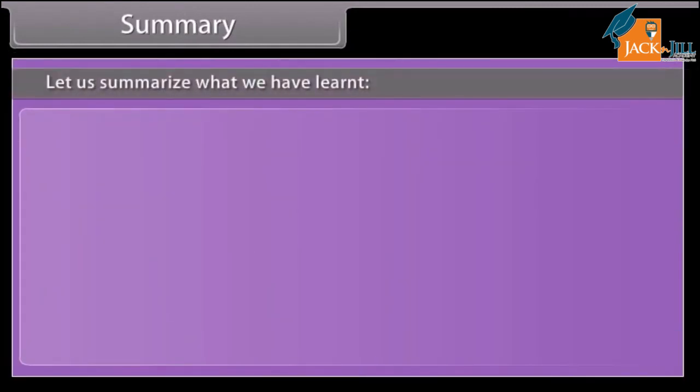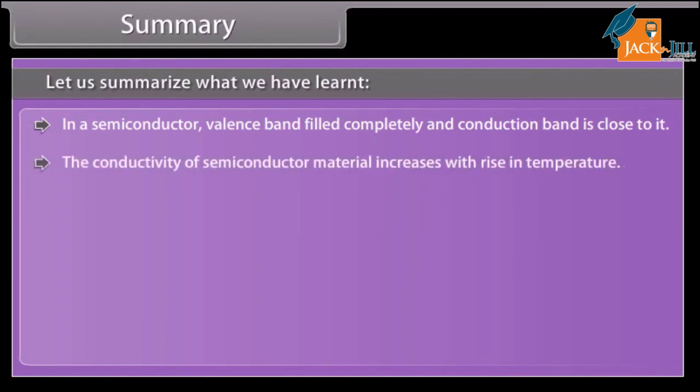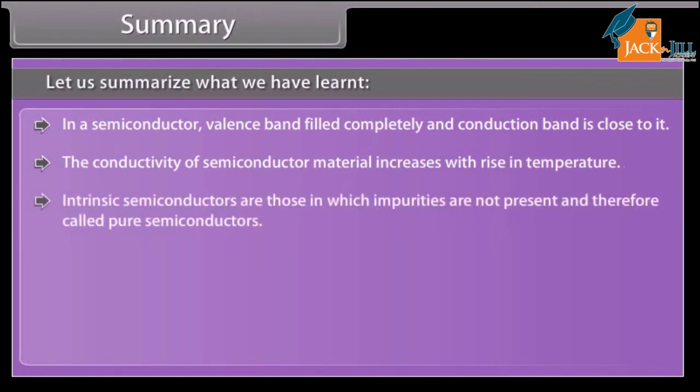Summary. Let us summarize what we have learned. In a semiconductor, the valence band is filled completely and the conduction band is close to it. The conductivity of semiconductor material increases with rise in temperature. Intrinsic semiconductors are those in which impurities are not present and are therefore called pure semiconductors.